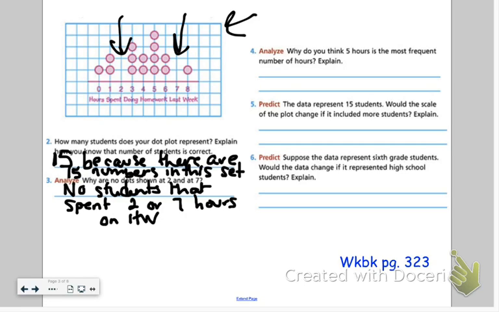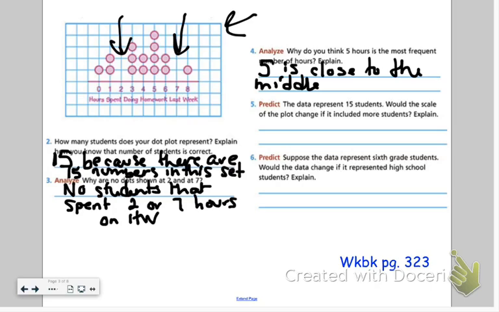Number 4, why do you think 5 hours is the most frequent number of hours? Explain. Well, I don't know. What do you think? Why do you think 5 is the most frequent? I'm thinking, 5 is somewhere in between the 0 and the 8. It's kind of close to the middle part, so I might say 5 is close to the middle.